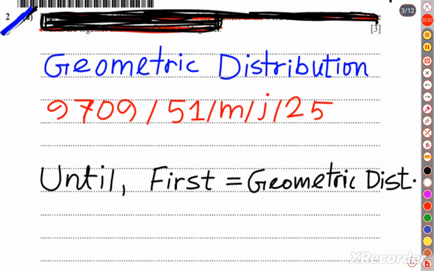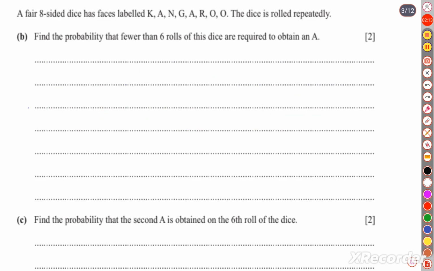Let's see the first question, question number B from 2 of this paper. Let's read it. A fair eight-sided dice has faces labeled KANGAROO. The dice is rolled repeatedly. Find the probability that fewer than 6 rolls of this dice are required to obtain an A. So the dice was kept rolling until we obtain an A. That means this is a geometric distribution, and the dice was rolled fewer than 6 times.